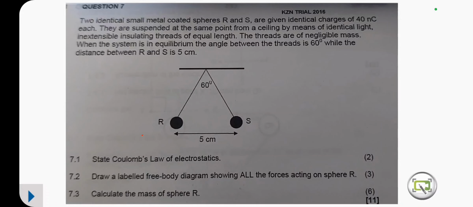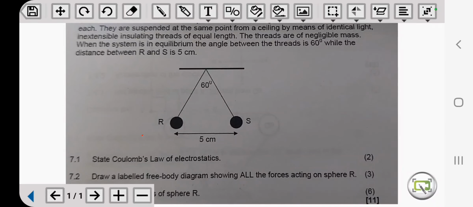Another electrostatic question. Alright, we're going to start with 7.2, where they need us to draw a labeled free body diagram showing all the important forces acting on sphere R. Let's read the question.